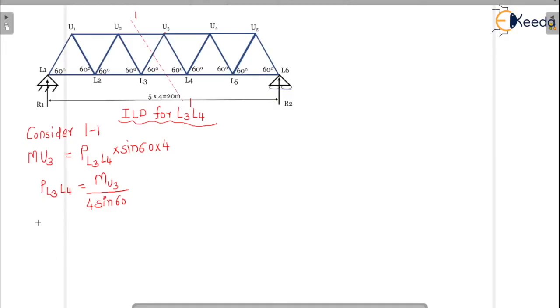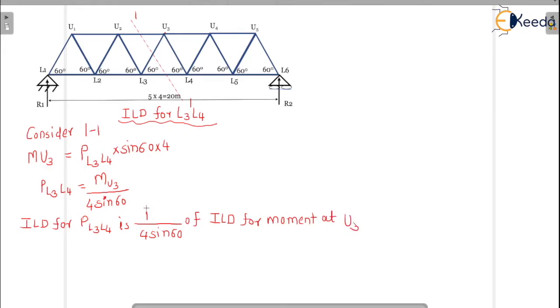Now here, the ILD for PL3U3 is, again like the first case, the ILD for PL3L4: 1 by 4 sine 60 of ILD for moment at U3. Okay, we are simply comparing by seeing this only; we are writing this statement.